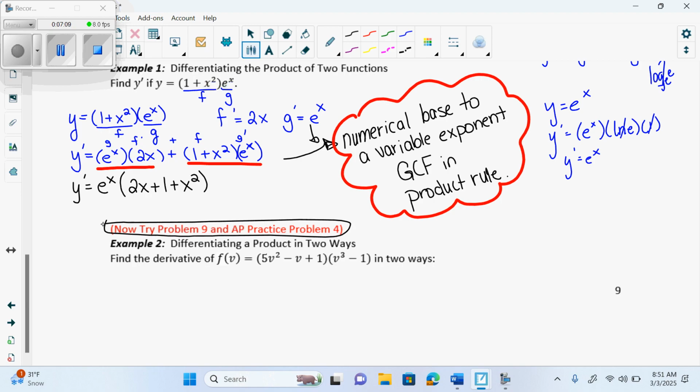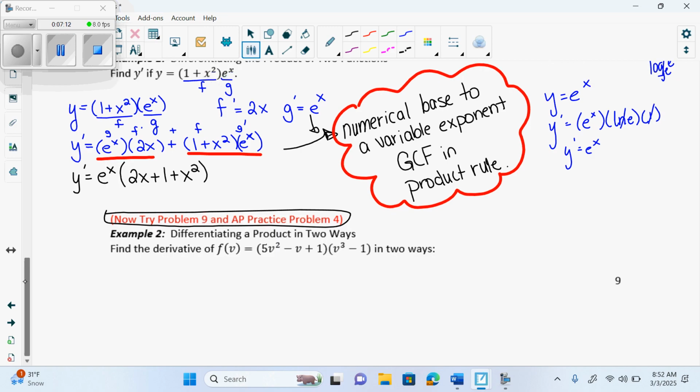So we're differentiating the product in 2 ways. I'm going to show you the 2 ways. The first way is both of these are variable bases to numerical exponents, correct? This is a variable base numerical exponent. This is a variable base numerical exponent. The 1 is still a variable base to a numerical exponent because it's a v to the 0, technically. So if they're variable bases to numerical exponents, you could distribute and do power rule, or we're going to do product rule as example 2.